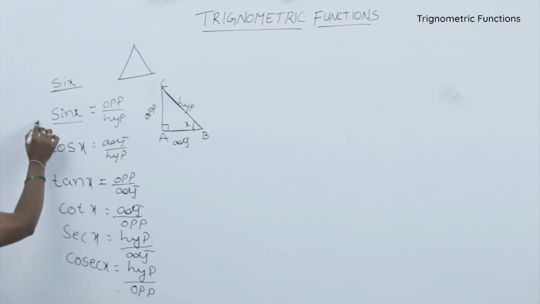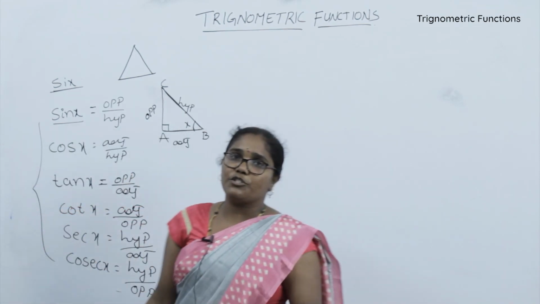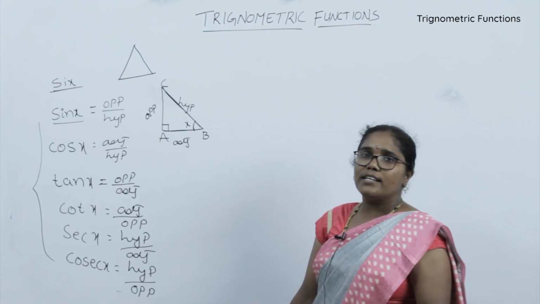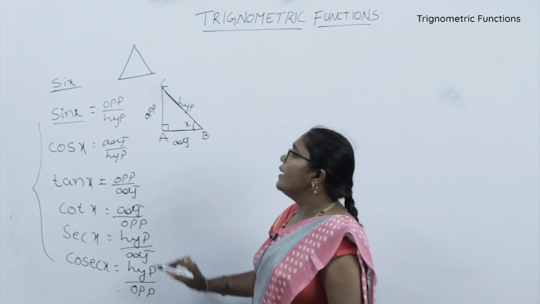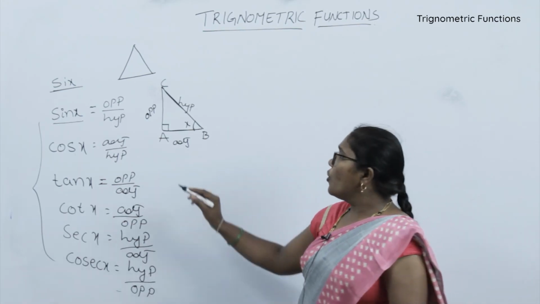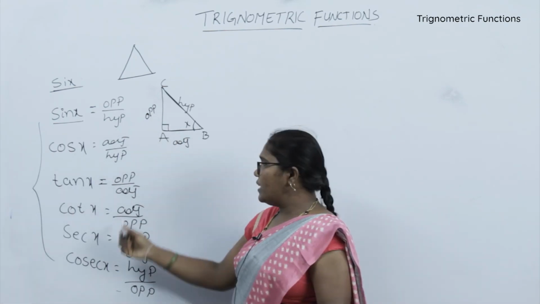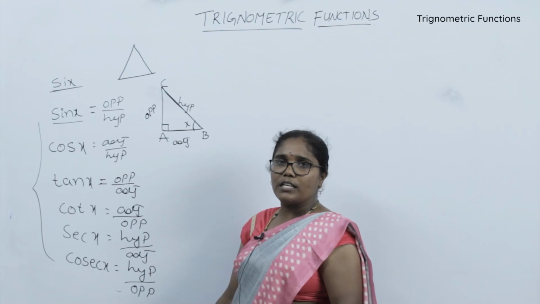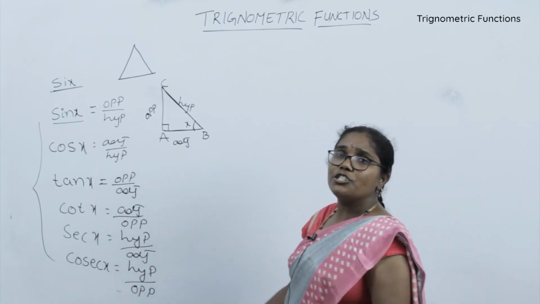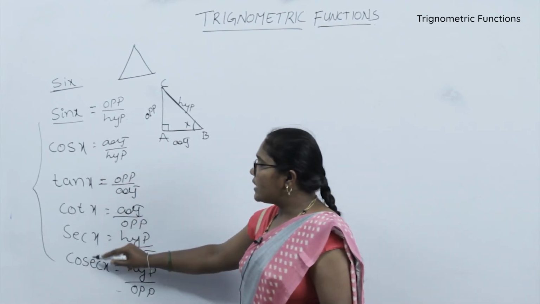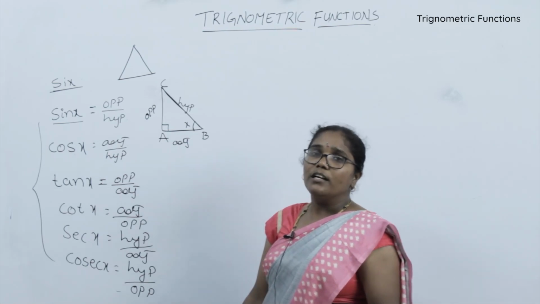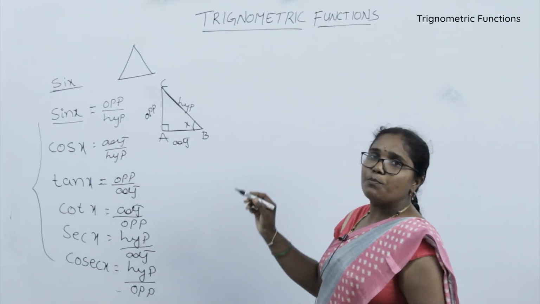If you know the definitions of all these 6 trigonometric ratios, one question will arise in the CET depending upon this definition, which is very important. Sin X means opposite by hypotenuse, cos X means adjacent by hypotenuse, and likewise tan, cot, secant and cosecant. And there is a relationship between tan, cot, secant, cosecant and sin and cos.